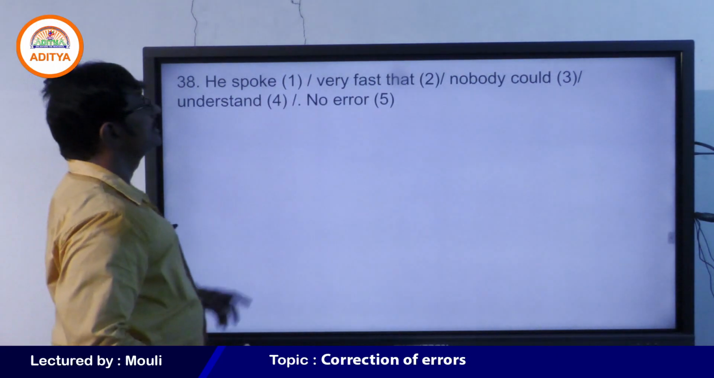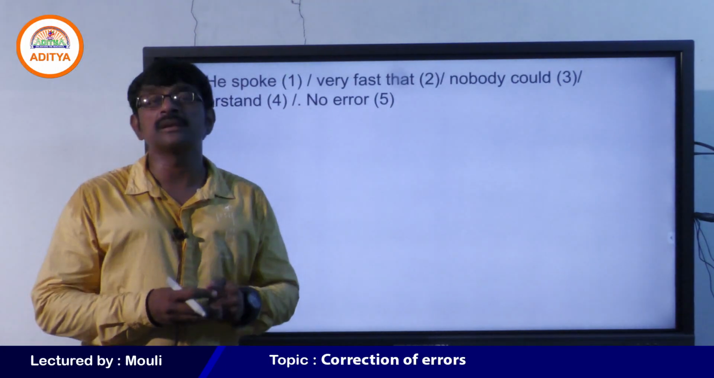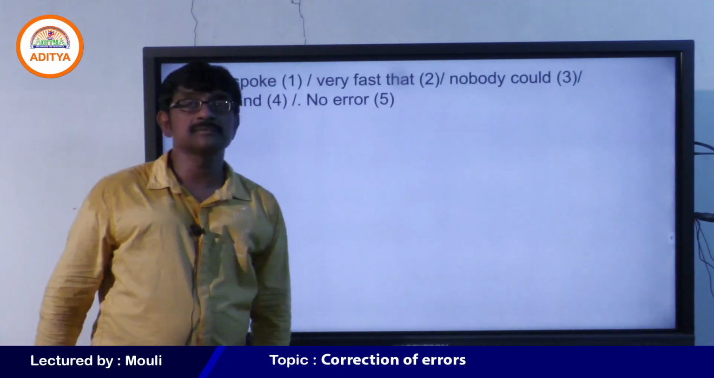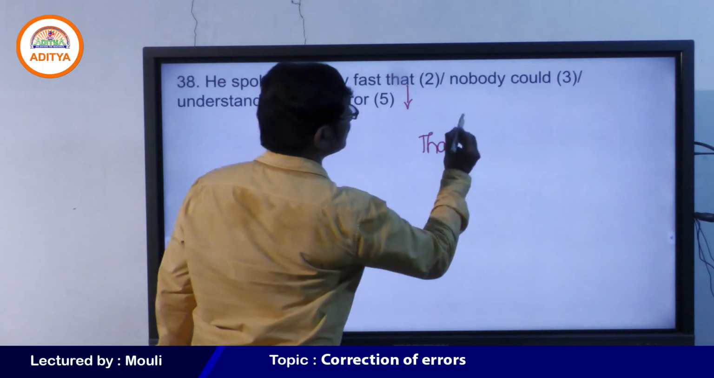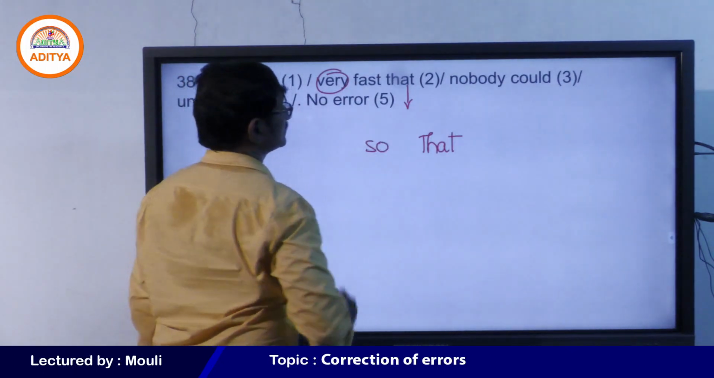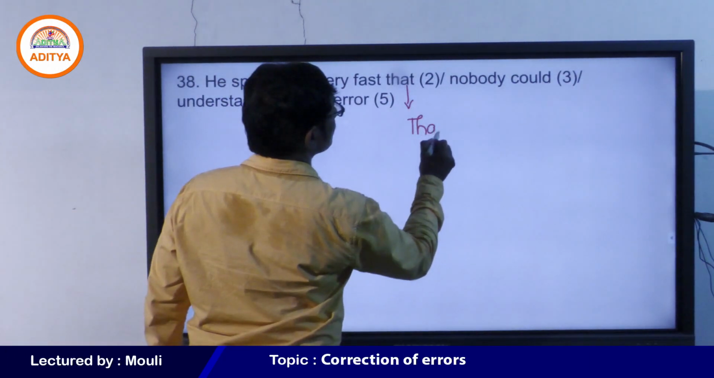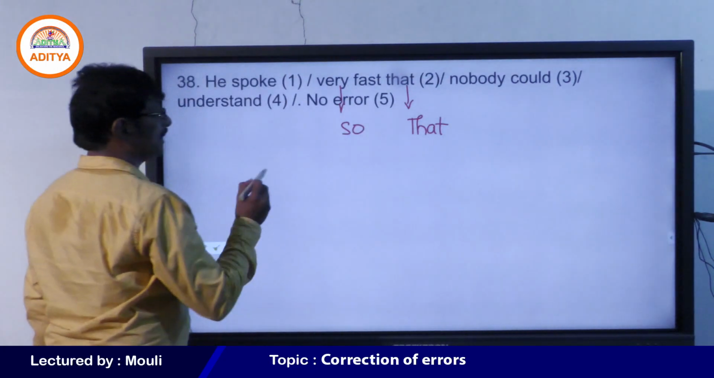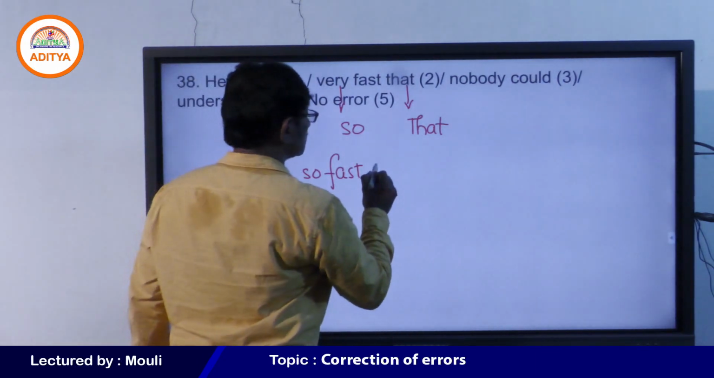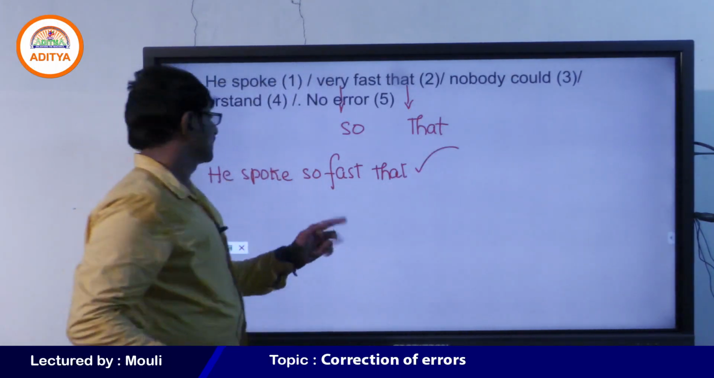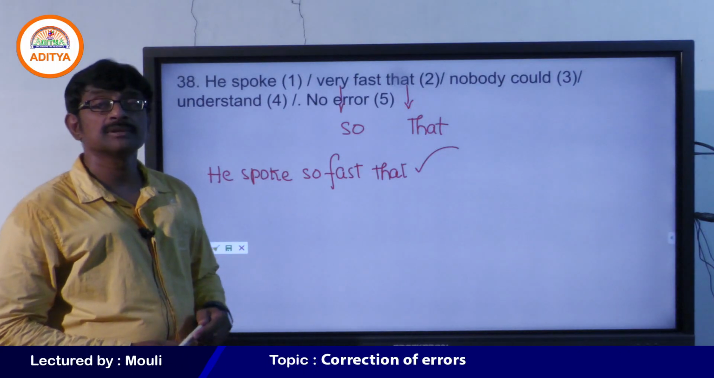He spoke very fast that nobody could understand. Can you answer this? A few minutes ago, such kind of model I explained to you. Whenever you have that here, you can take so there. So, he spoke so fast that nobody could understand. Whenever that here, you take so. This is the correct answer. He spoke so fast that. That's the right answer.